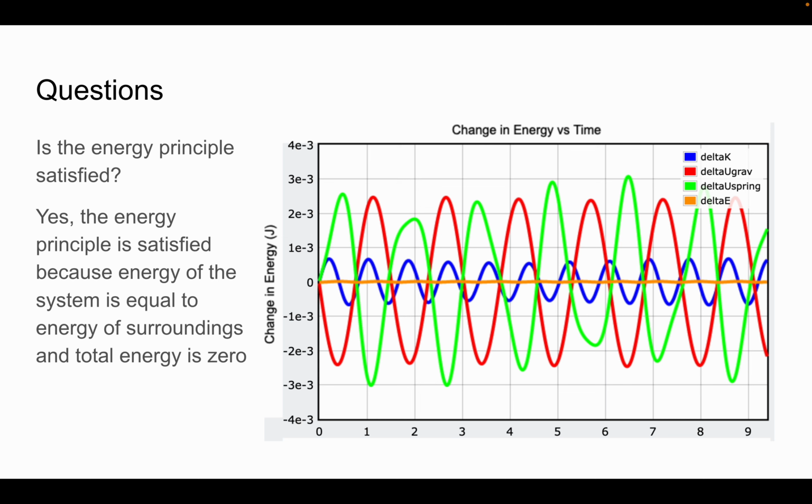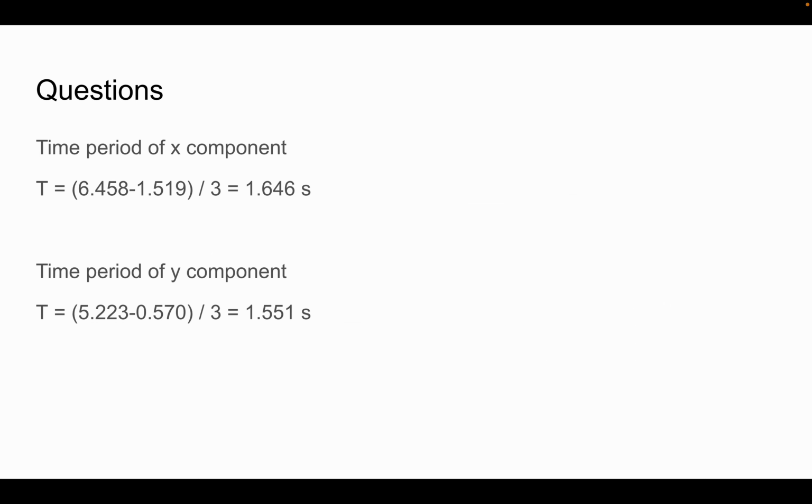Finally, we have the discussion questions. So the energy principle is satisfied because the energy of the system is equal to the energy of the surroundings, and as it can be seen in this graph, the orange line is the total energy and it remains zero, which follows the energy principle.